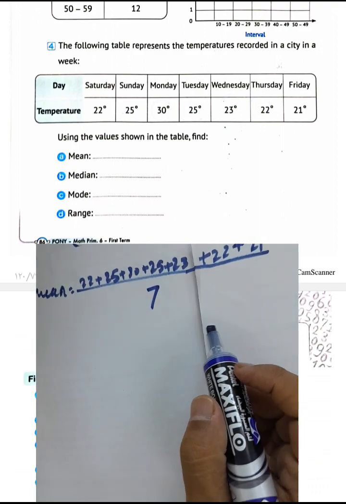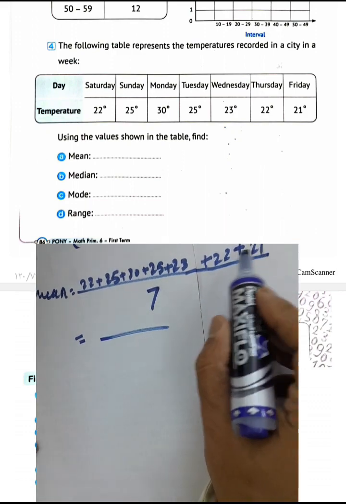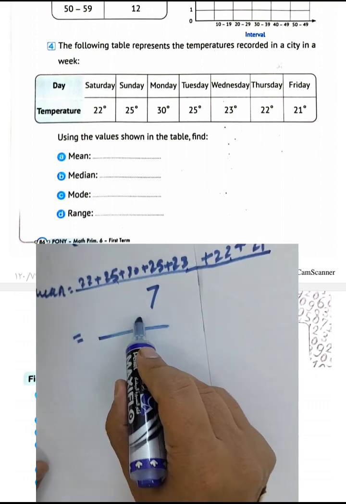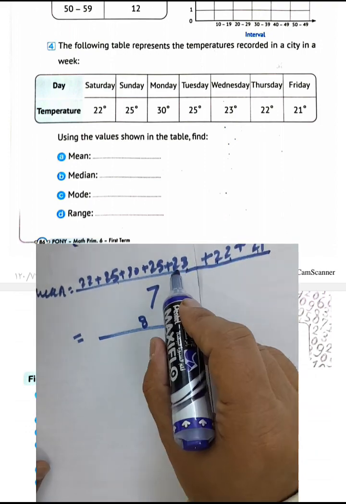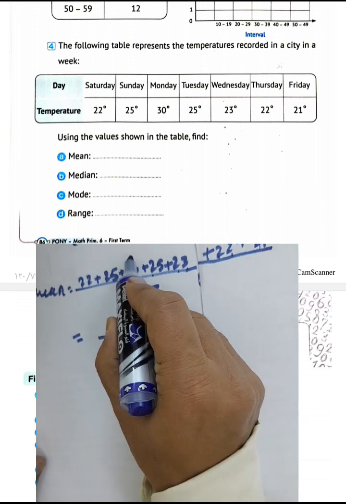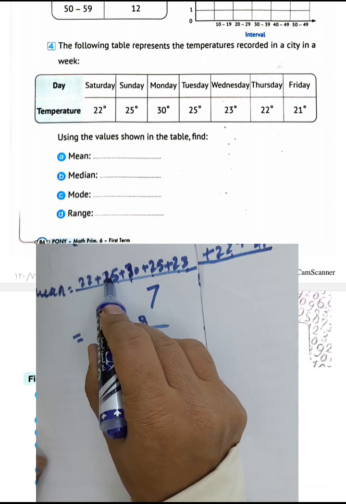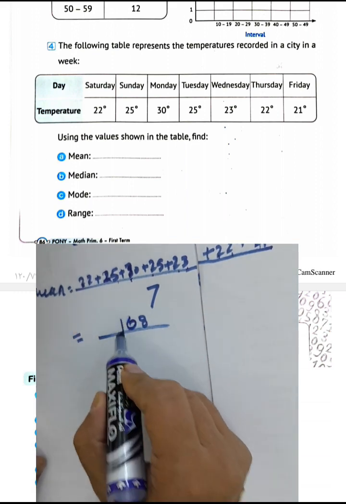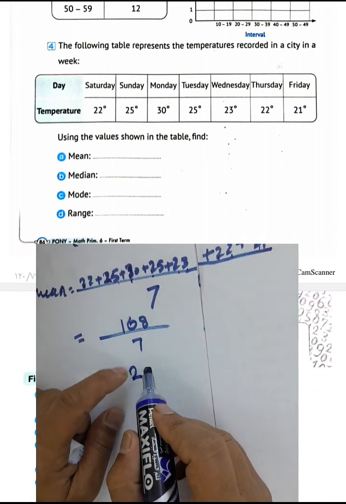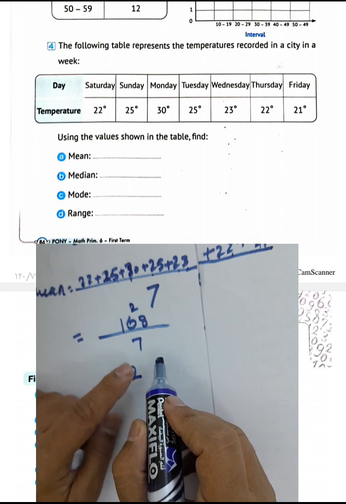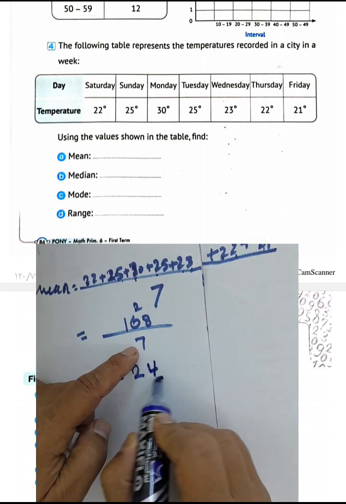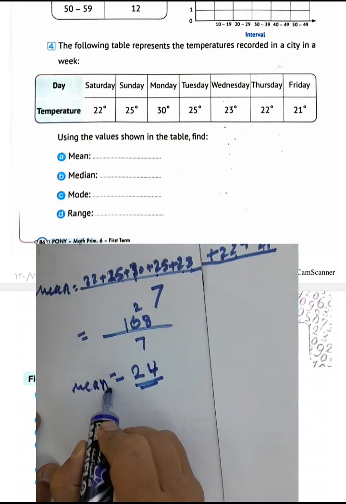Okay, to find the mean, you must add all values. 1 plus 2, 3, 3 plus 3, 6, 6 plus 5, 11, 11 plus 5, 16, plus 2, 18, write 8 and carry 1. 3 plus 2, 5, plus 2, 7, 7 plus 2, 9, 9 plus 3 equals 12, 12 plus 2, 14, 14 plus 2 equals 16. 16 divided by 7 equals 2, because 2 times 7 equals 14, and the remainder 2, 28 divided by 7 equals 4. Then the mean will be 24.